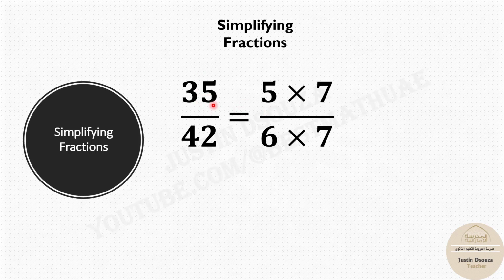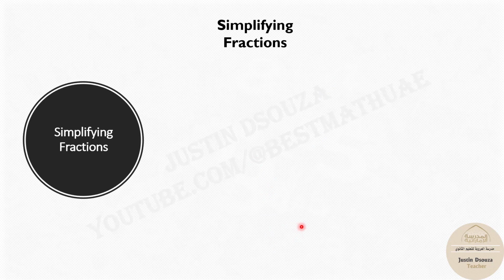It's not possible in terms of 3 either, whereas 42 is, and 35 is not. So you need to find a times table in which both can be expanded. So it's 5 times 7 and 6 times 7. Now 7 and 7 cancel off. You're remaining with only 5 by 6, which is the simplified version. This is the simplified fraction.